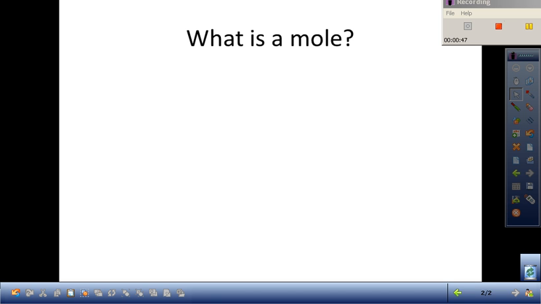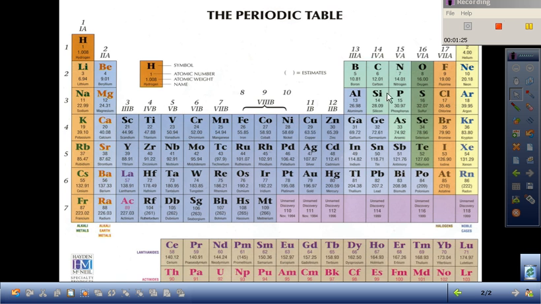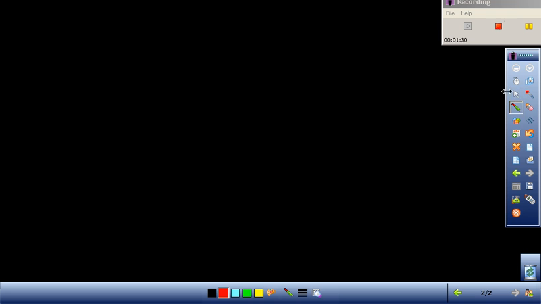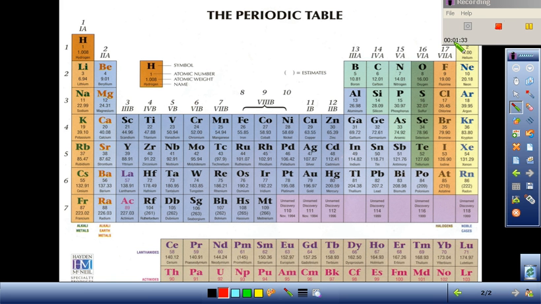So to find the molar mass, you don't have to memorize it. You just have to look at the periodic table. On the periodic table, remember, our molar mass is this number right here. So boron, if I have 1 mole of boron, its mass would be 10.8 grams.